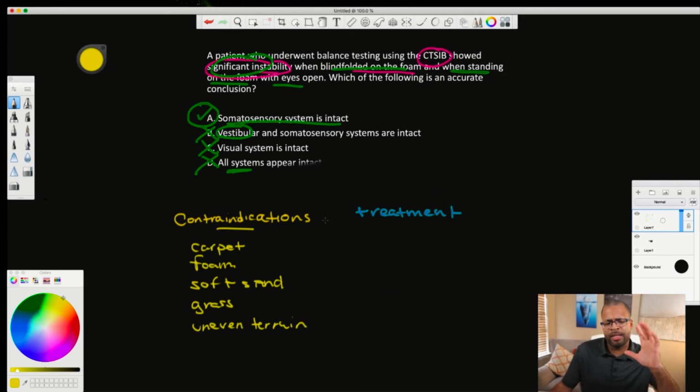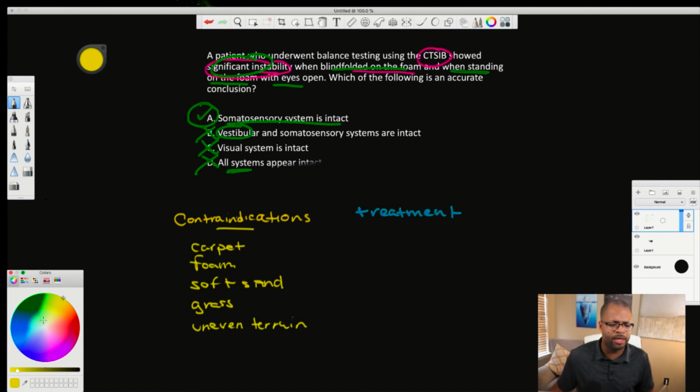Now, there's a little caveat to this. It's not necessarily to say that, you know, you wouldn't do this in the clinic per se, or put the patient on foam or whatnot. But here's the thing. If the patient is relying on the somatosensory system and the other systems are impaired and they're permanently impaired, no, I want to do everything to enhance somatosensory, not do things to take it away from the patient. All right. So that's the contraindications.